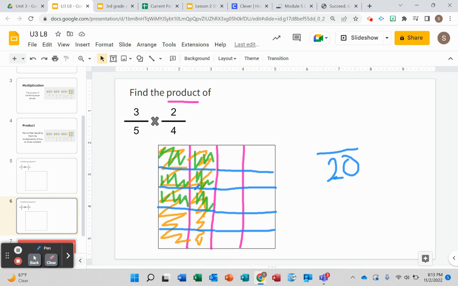And then how many of those pieces am I taking? I'm going to look at the orange and green. 1, 2, 3, 4, 5, 6. So I am taking 6 of those pieces. So my product is 6/20.